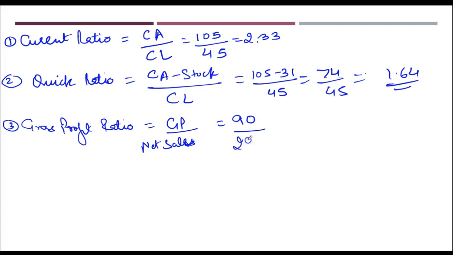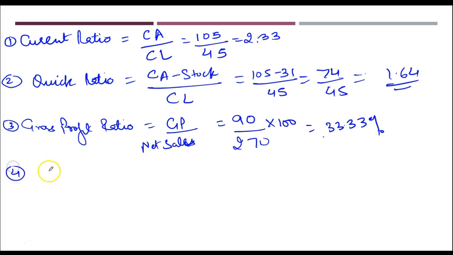Alright, so 90 divided by 270 into 100, which comes out around 33.33%. This is your gross profit ratio.